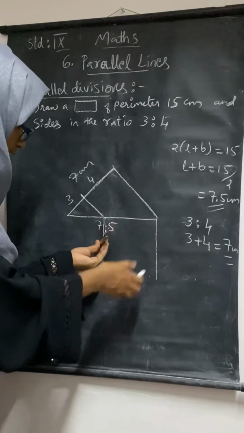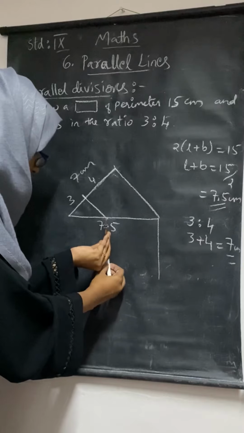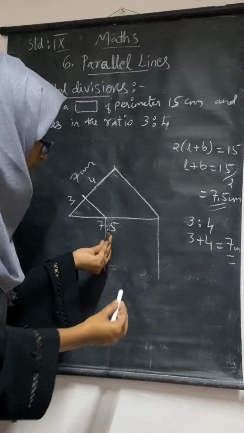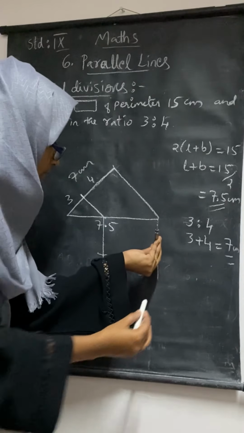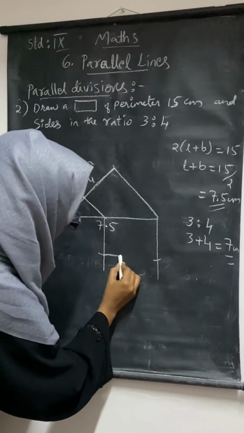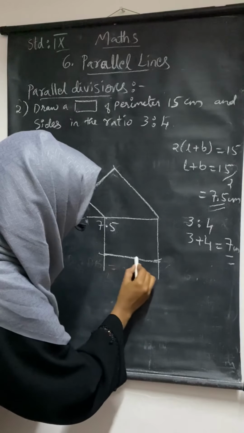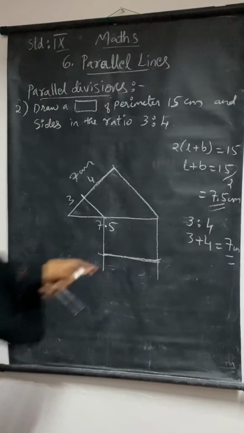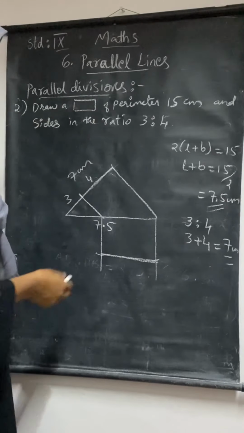Then draw the arc here. Like this, and keep it here and draw the arc here. Now you can join that like this. So this is the rectangle you are getting, this one. So this is the way.